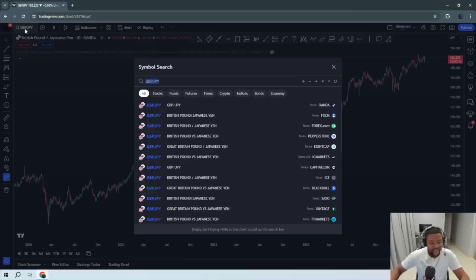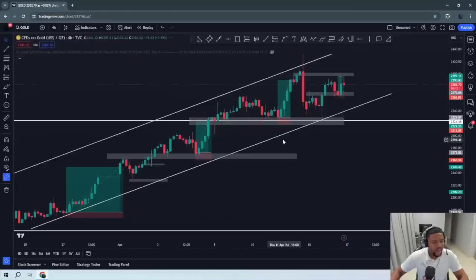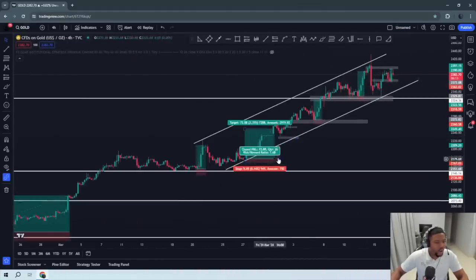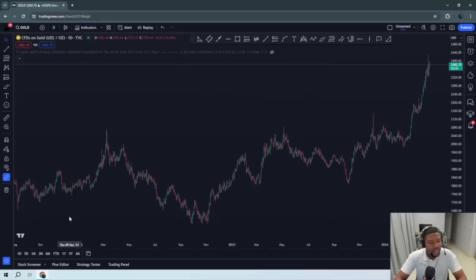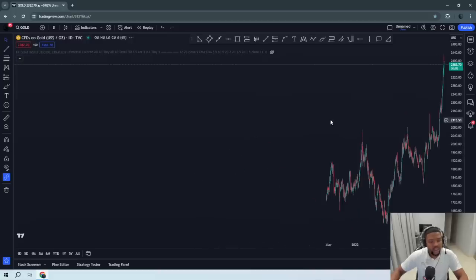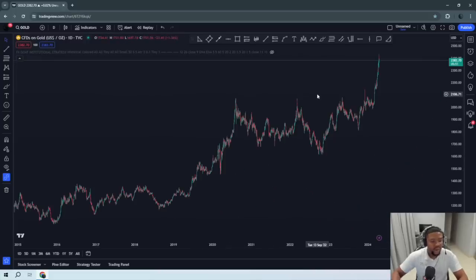I want to start analyzing gold first. I want to clear my chart and we're going to start afresh. This is what we got so far. Usually when we start, guys, we start from a higher time frame, and the reason for that is because we need to be able to see the overall direction in order for us to make valid decisions.